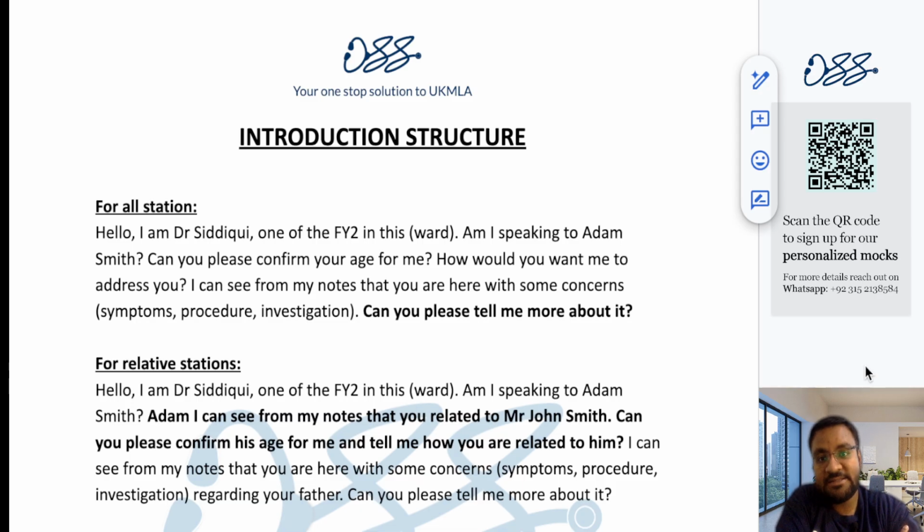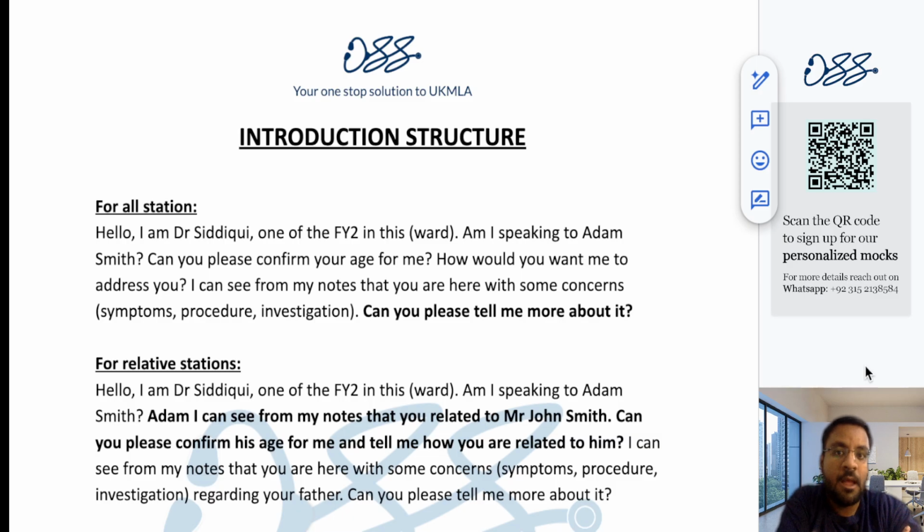Other than that, we'll see how the management would vary from a history based station or a combined station to a counseling station, what we need to do in the ethical scenarios, and later on in the course, you're going to see how to go about SIM and what the do's and don'ts of the prescription station are. So it's a very detailed course, and the main idea behind this course is to make sure that we equip you with the basics of PLAB 2.